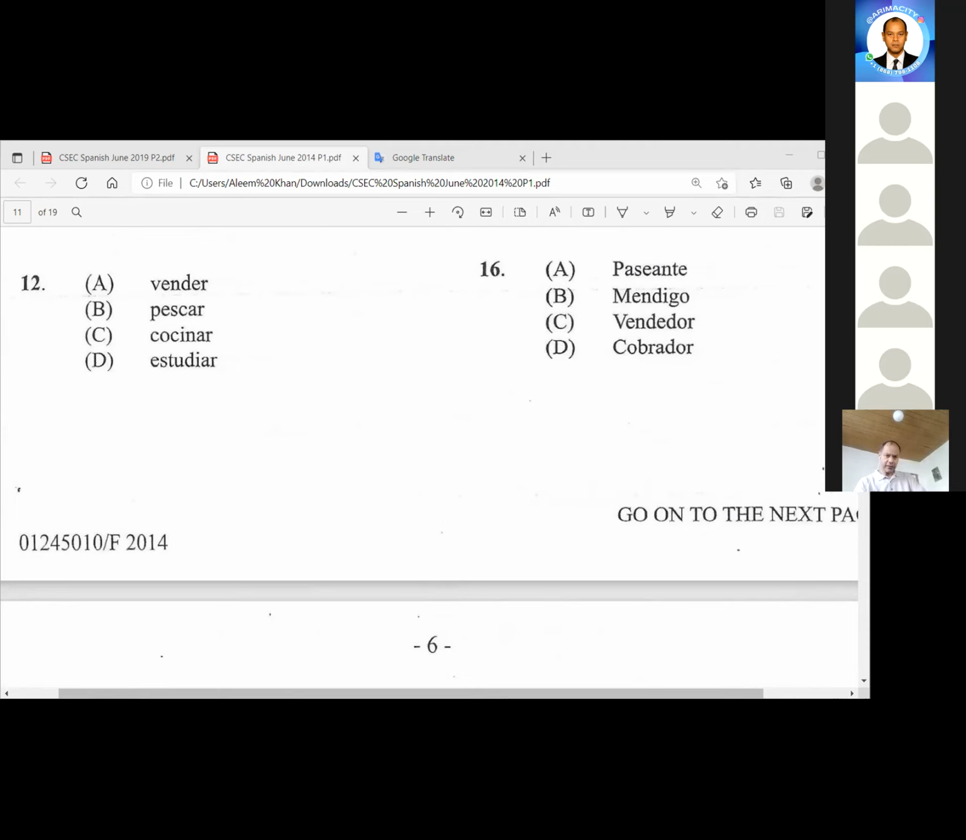Paseante is a pedestrian. Pedestrian. We can say it together. Pedestrian. Okay. Mendigo is a beggar. All right. And then vendedor. Okay, this one, who wants to guess? A vendor. Vendor, very good. You're on fire, Malika. Right, vendedor is a vendor.